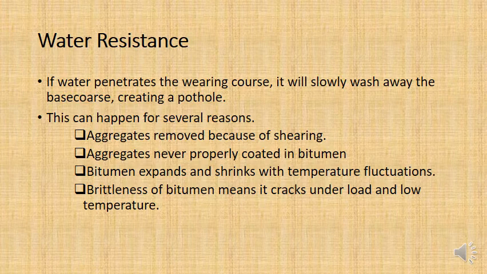So what causes a failure in the water resistance? Well, this is a failure in the water resistance of asphalt, but one of them is that aggregates can be removed because of shearing. So if an aggregate gets pulled out of the road, it's going to leave a hole in the road. And if that goes through the bitumen, then water will get through it.